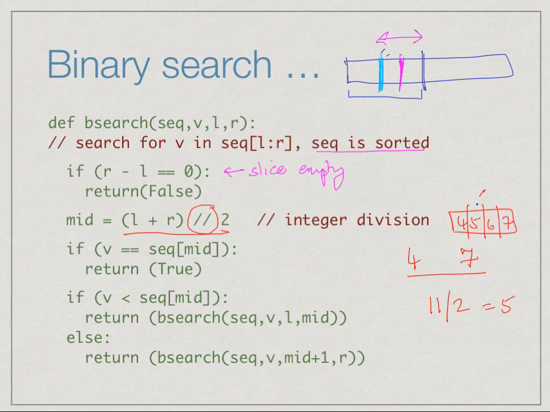Right? So we could either choose 6 or 7 next to split it into two parts, because we're going to examine 6 and then look at 4, 5, and 7, or look at 5 and then 4 and 6. So if you do integer division, then we will pick the smaller of the two. So we find the midpoint.